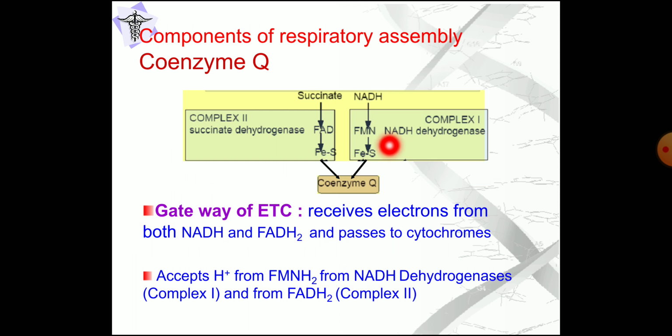From complex 1 through FMN and FeS, and then complex 2 through FAD and FeS, electrons are transferred to coenzyme Q, and it is the gateway of the electron transport chain. It receives electrons from both NADH and FADH2 and passes them to the cytochromes. It accepts hydrogen from FMNH2, from NADH dehydrogenase, that is the first complex, and again from FADH2, that is from complex 2, succinate to fumarate.